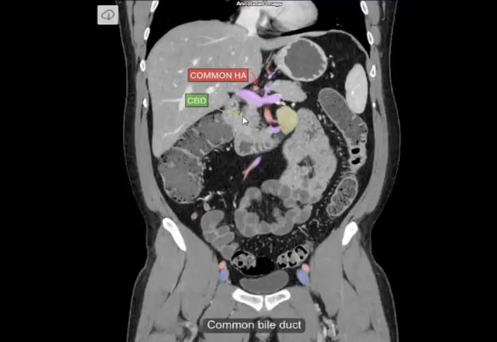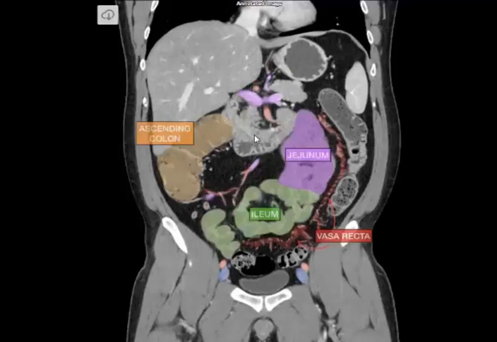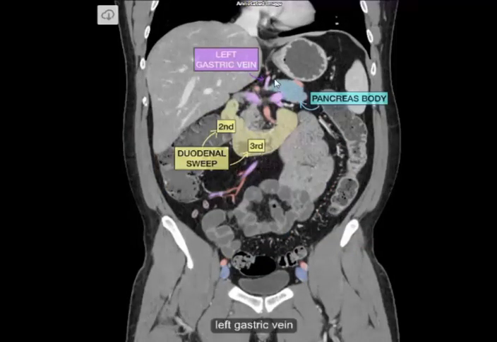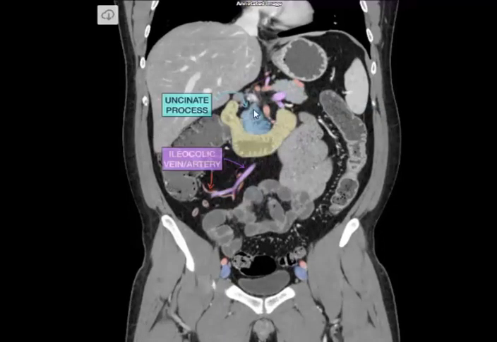Common bile duct. Ascending colon. Jejunum. Ileum. Vasa recta of intestine. Left gastric vein. Body of pancreas. Second and third part of the duodenum. Uncinate process. Ileocolic vein.